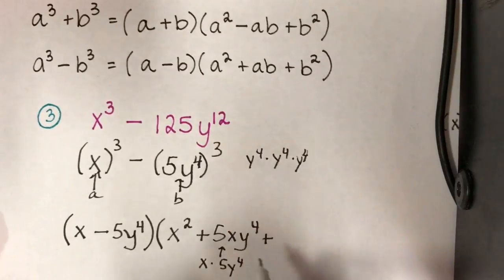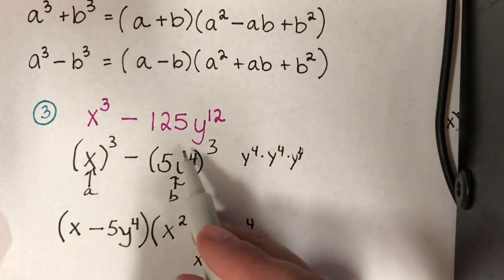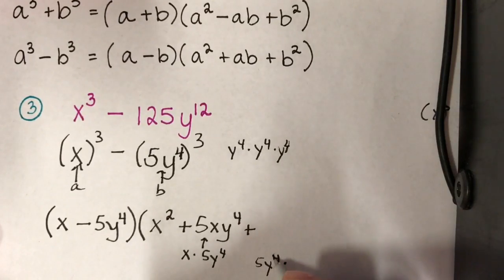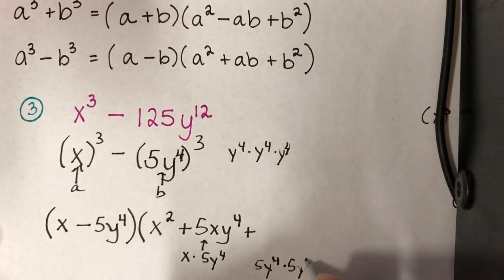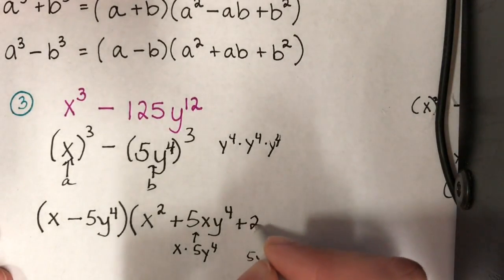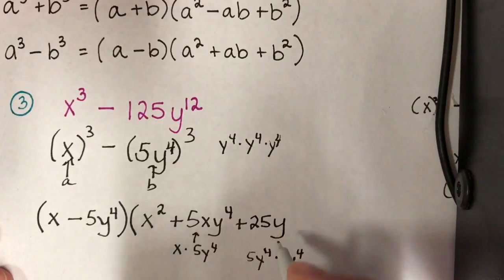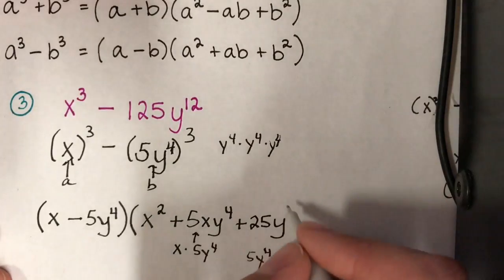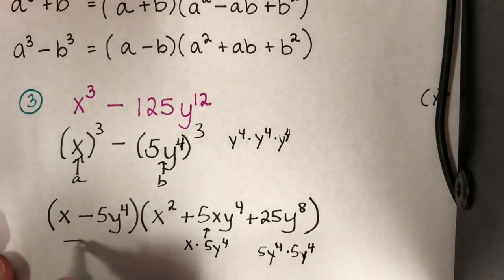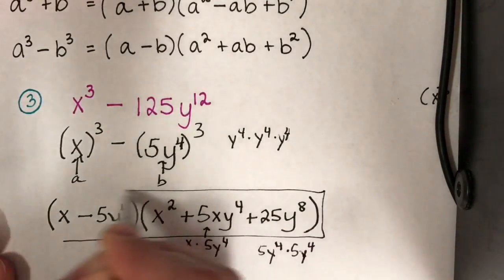So plus, well, b is 5y to the 4, so that would be 5y to the 4 times 5y to the 4, which would be 25y to the 8, since 4 and 4 makes 8. Okay? So that's our final answer there.